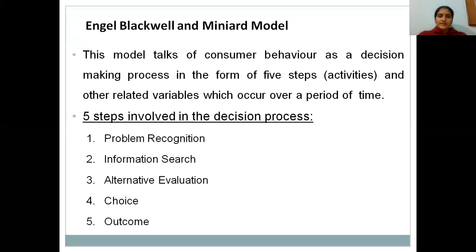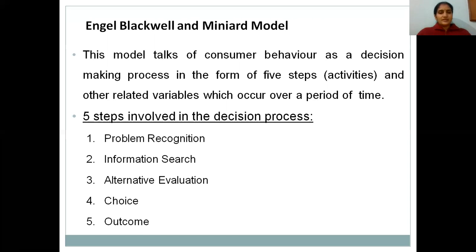So the 5 steps involved in the decision process under the Engel, Blackwell and Miniard model are: first, problem recognition. We first have to identify what exactly the problem is, and identifying the problem is more important than solving it. Once we have identified the particular problem, we can solve it by studying and analyzing it. So first is problem recognition.